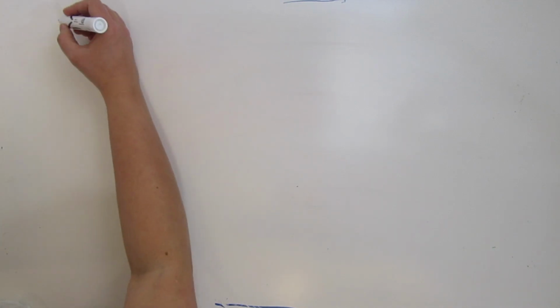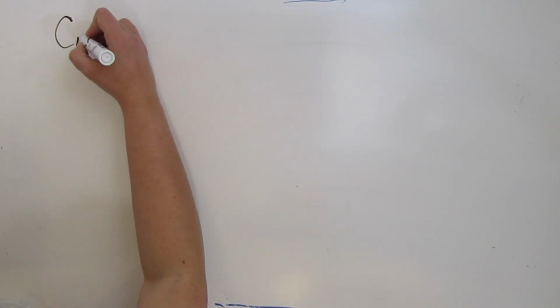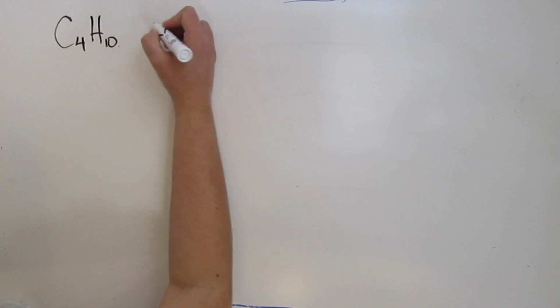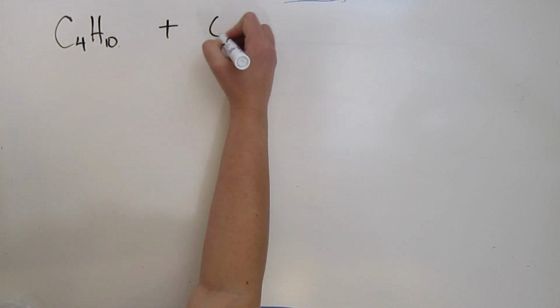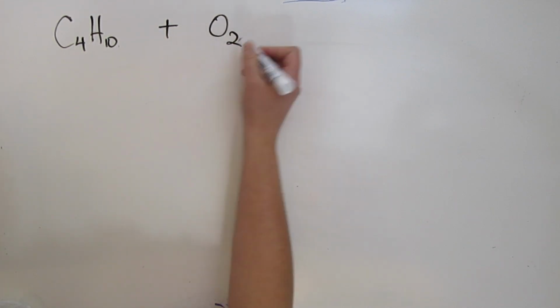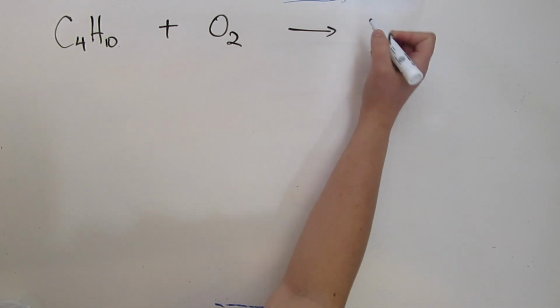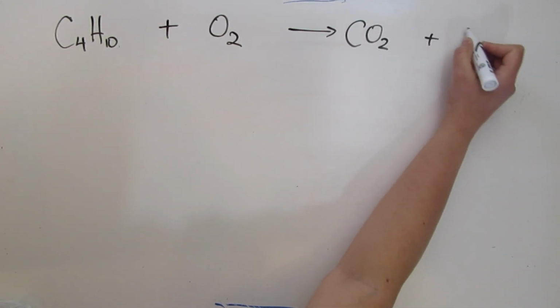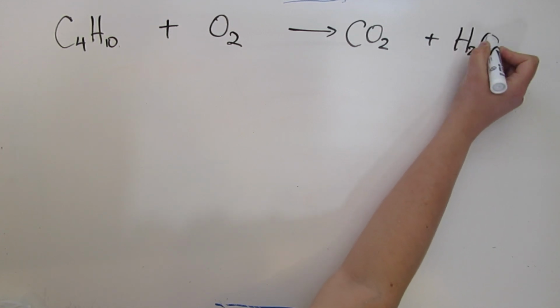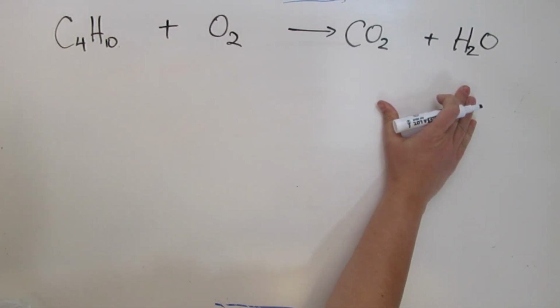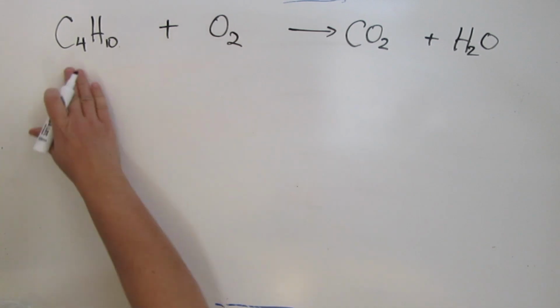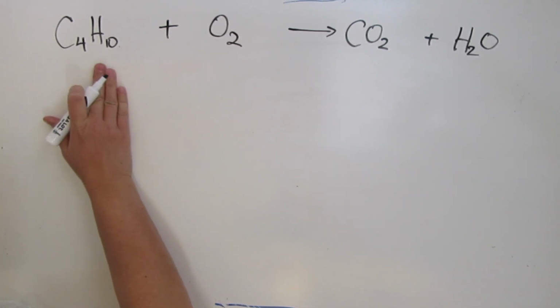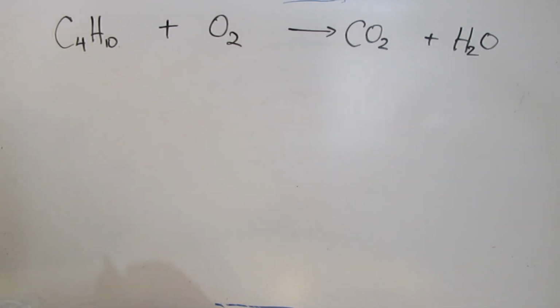Our first reaction for this video is the combustion of butane, C4H10. And remember, combustion means reaction with oxygen gas to make carbon dioxide and water. You can see these are the same products that we had before, because anytime you burn something that's just carbon and hydrogen, you get carbon dioxide and water.